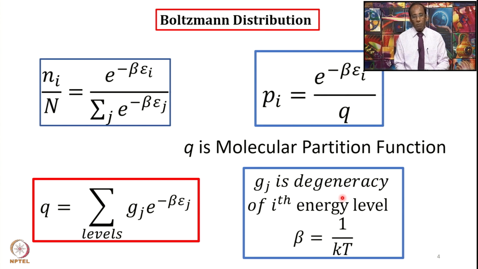Re-emphasizing the meaning of each term we have discussed: the Boltzmann distribution, the fractional population of the ith state, the expression for the molecular partition function, the requirement of the degeneracy of the ith energy level, and that beta is connected to temperature by 1 by kT. How it comes about, we will be discussing a bit later.